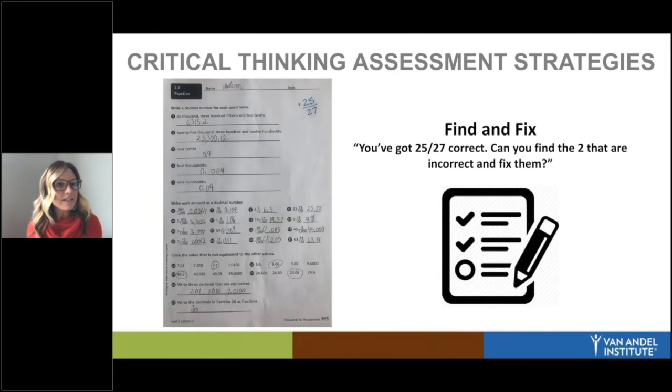And then the next thing we want to talk about is critical thinking assessment strategies. These are creative ways to make the whole idea of getting a grade kind of fun. This one is called the find and fix. By saying something like, you've got 25 out of 27 correct, can you find the 2 that are incorrect and fix them? So you give them the score at the top, but you don't circle the ones that are incorrect. And having the student go through and really find the ones that they didn't get right, analyzing it, and then having them fix it.